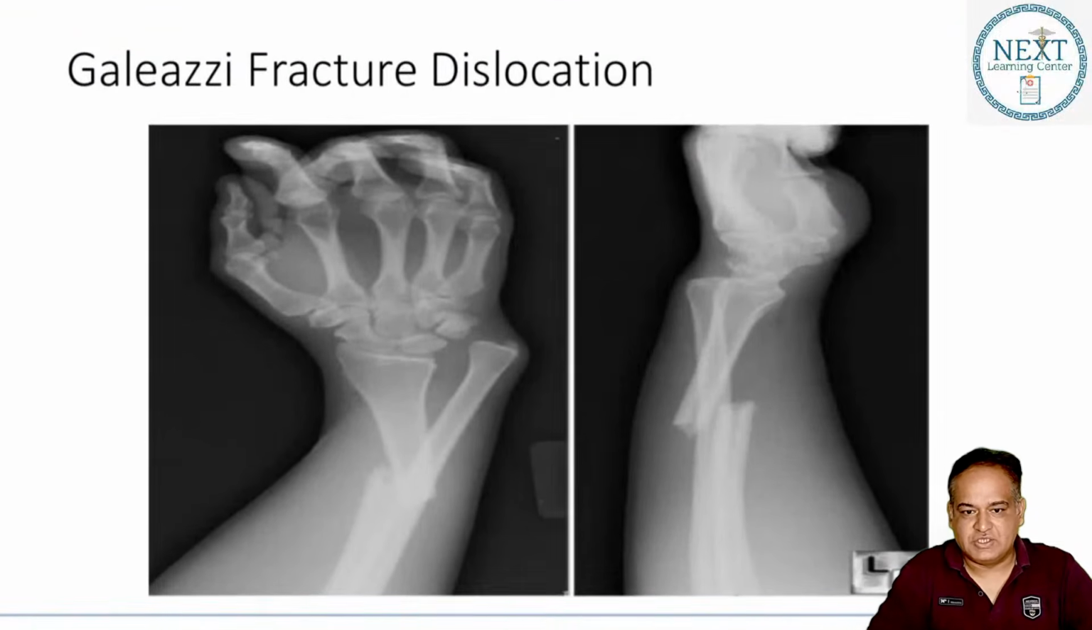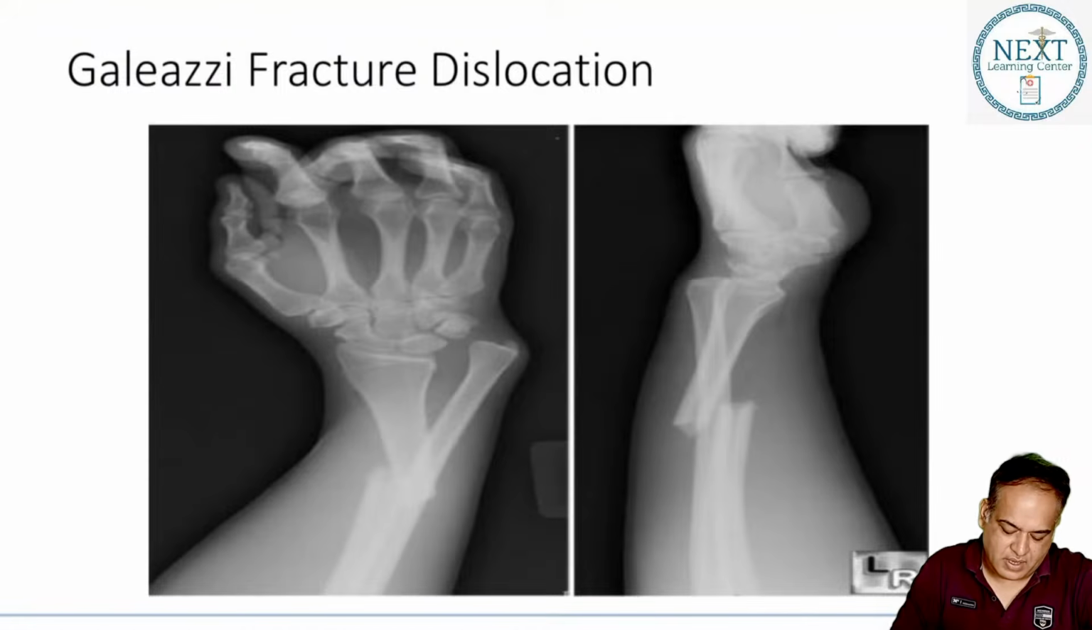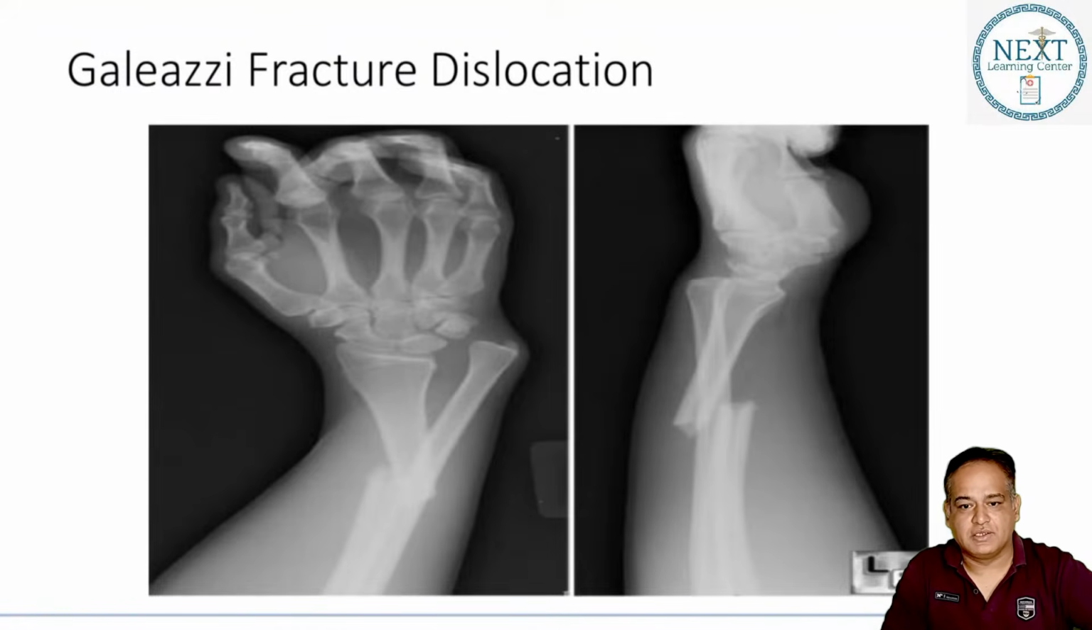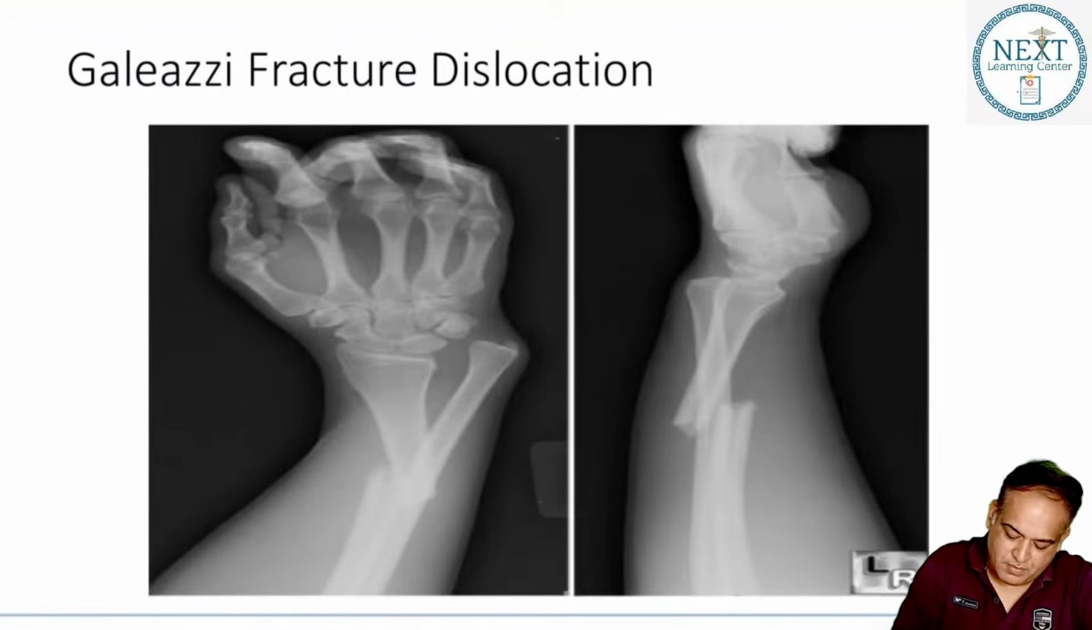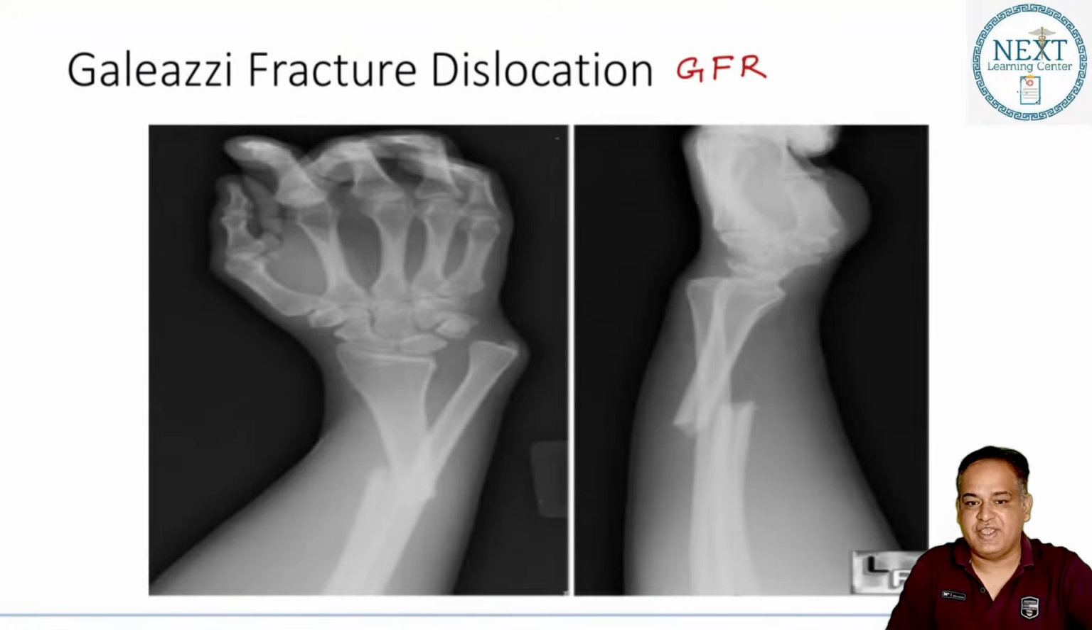G, Galeazzi fracture dislocation. Remember, here there are 100 plus mnemonics. Everyone has their own mnemonics. But what is the simplest mnemonic? The simplest mnemonic is GFR. Galeazzi fractures radius. Galeazzi fractures radius.